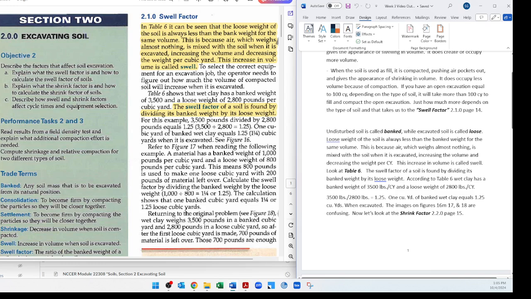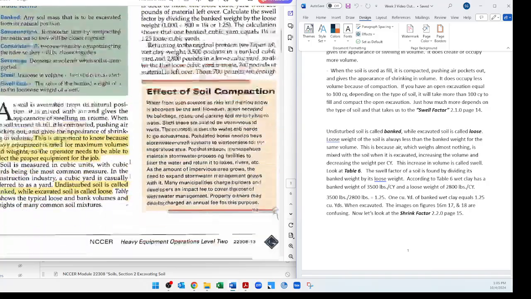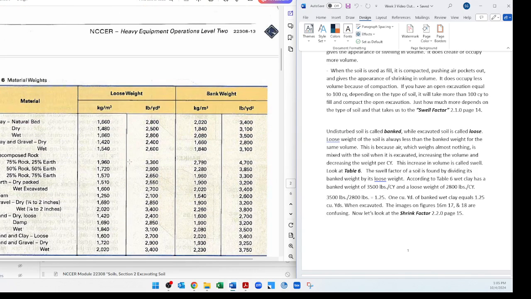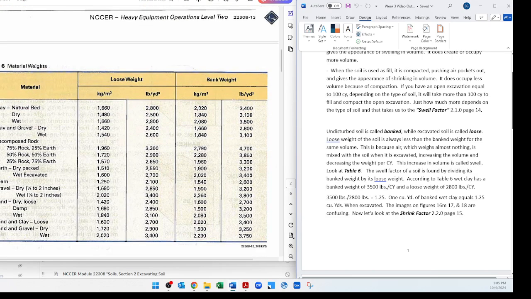On table 6, which we just visited, there it is again, and look at table 6. The swell factor of the soil is found by dividing its bank weight by its loose weight. According to table 6, wet clay, for instance, right here, wet clay is 2,800 loose pounds per cubic yard, and it's 3,500 pounds per cubic yard when it's in its bank weight.